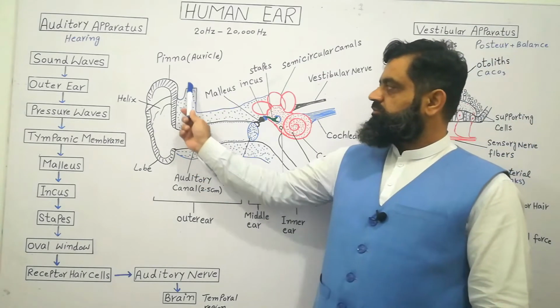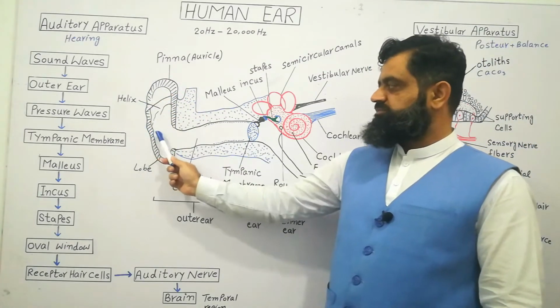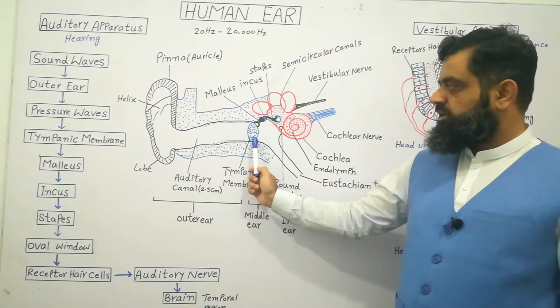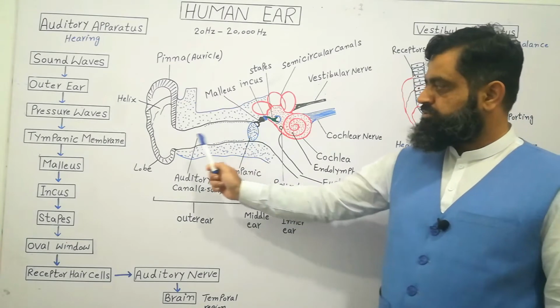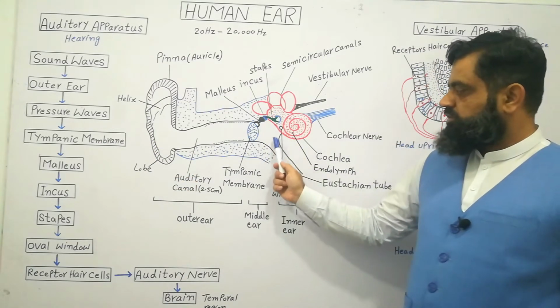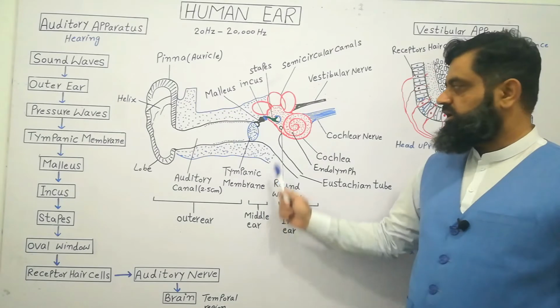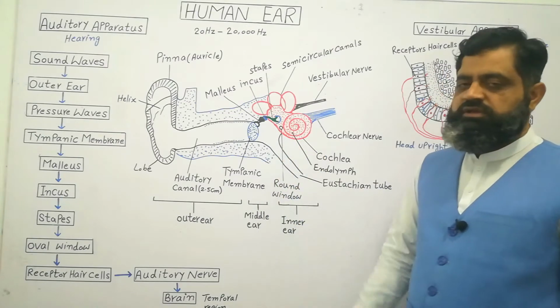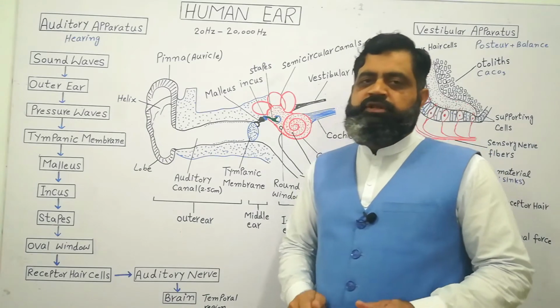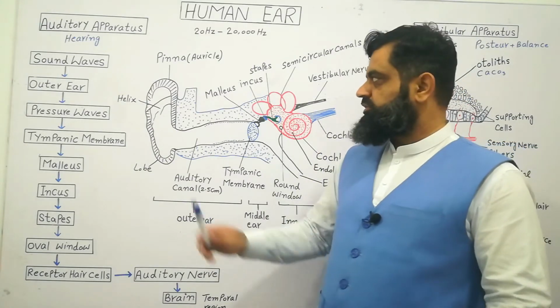This is the outer ear part, which is also known as pinna. Until here, as you can see here, the part of the ear from this portion to this portion is known as outer ear. The little bit part of the center is known as middle ear, and this part is known as inner ear.